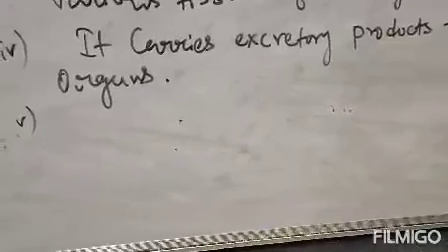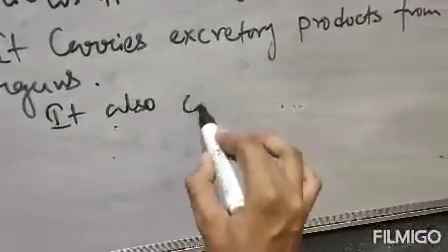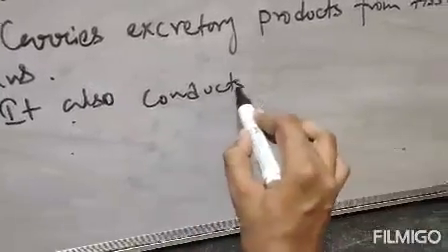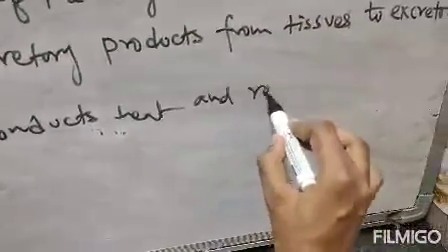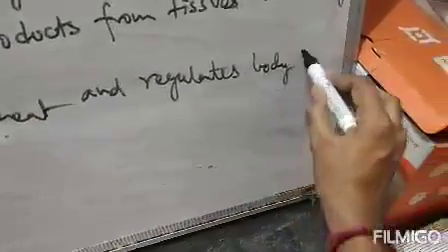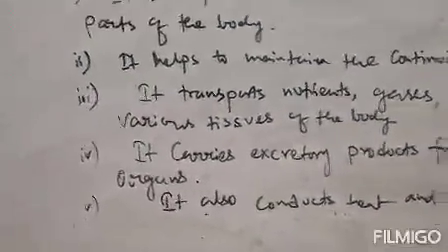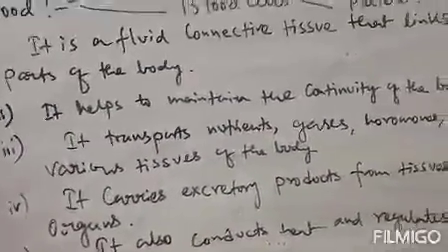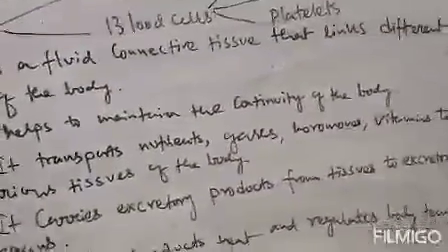Also, fifth point or third function of blood is it conducts heat and regulates the body temperature. Clear? So this is the function of blood. Now we will discuss the properties of different blood cells.